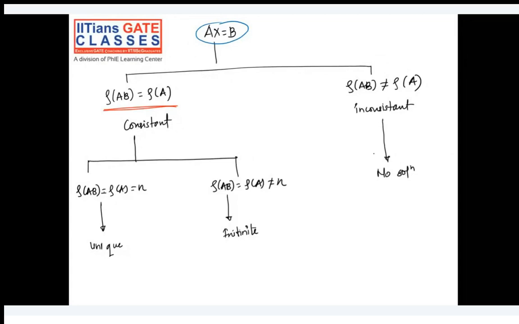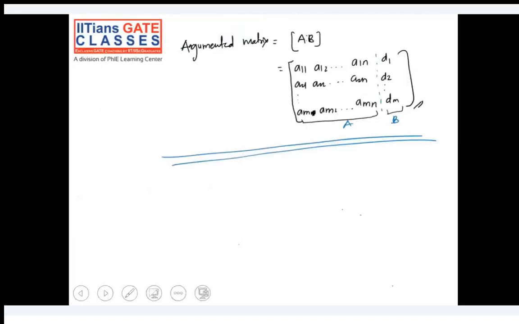What is an inconsistent case? I'll explain once again. Ultimately, what you are doing is performing row operations, trying to make rows 0. So you are able to make this last row 0. So the rank of A is, for example, 4, but you are not able to make this last row of AB 0. So the rank of AB is 5.